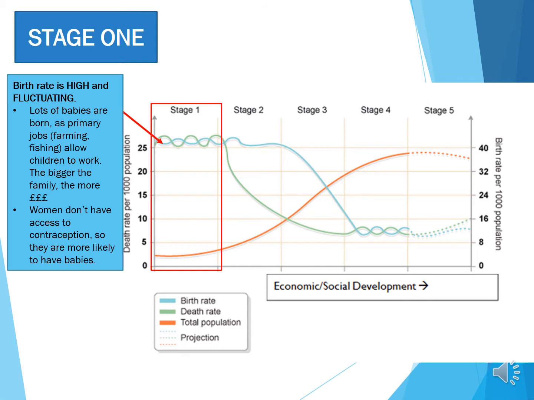The second thing is that women don't have access to contraception, so things that stop them from having babies, because these places are so poor and so lacking in education that they don't know, 1, how to use it, or 2, how to get it. So they are more likely to have lots of babies. So we can suggest that stage 1 hasn't got very good healthcare and education so far, just by knowing that the birth rate is high.